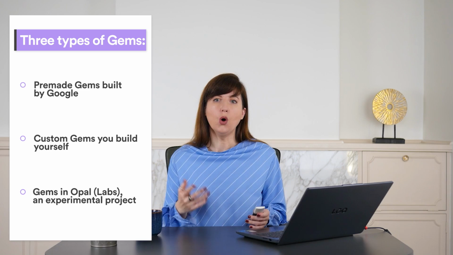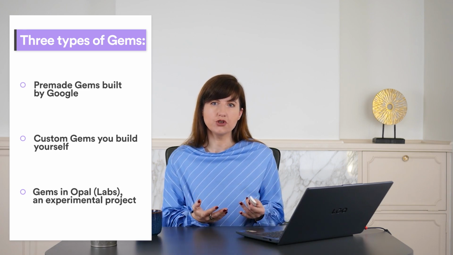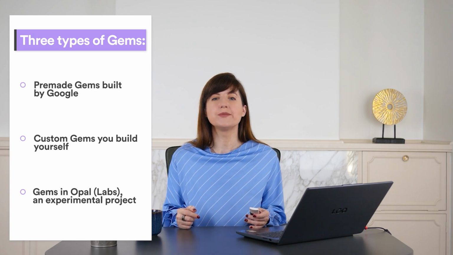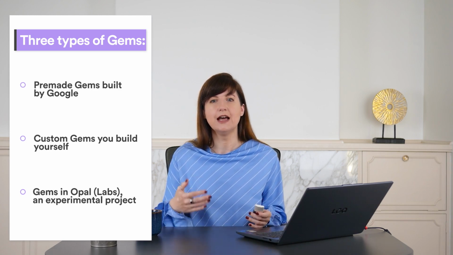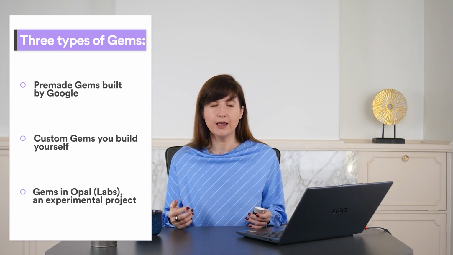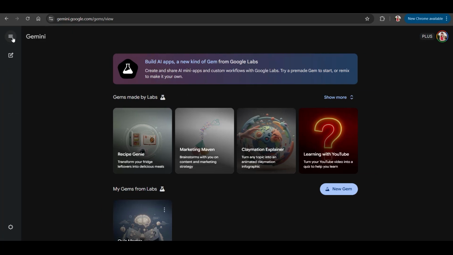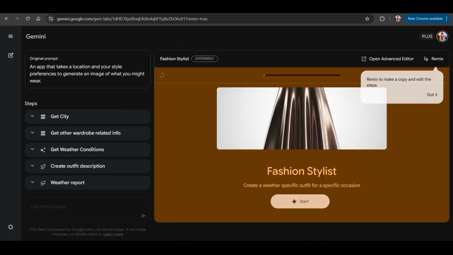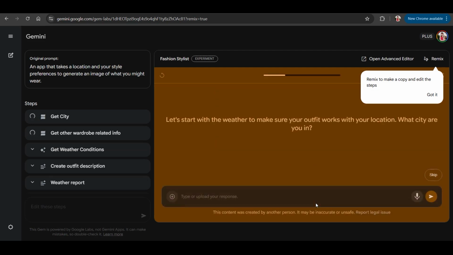Gems in Opal. Opal is an experimental project that moves AI beyond simple chat windows. These gems are interactive mini apps that follow a specific workflow. Their standout feature is the ability to remix them. You can take a pre-built tool like a fashion stylist and modify its internal steps to create something new. They are highly visual and can generate text, images, and video simultaneously. We are going to explore these gems in the later sections of the course.